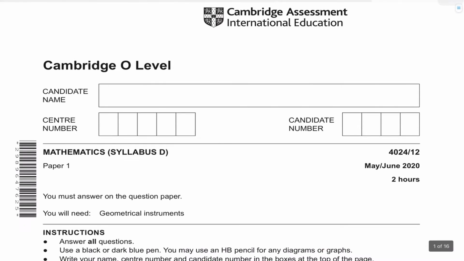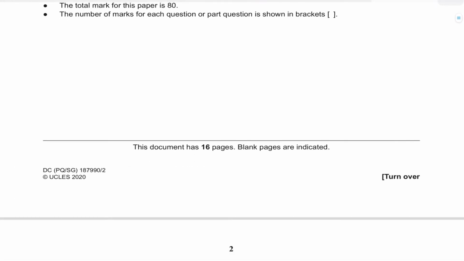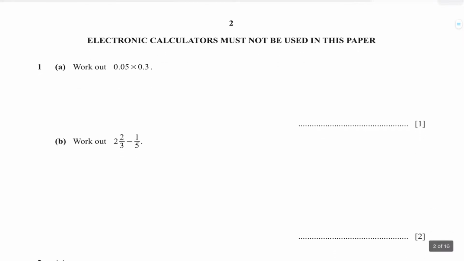Alright, so in this video we're going to be solving the May-June 2020 paper 1 of math. This is a paper that didn't take place because of COVID-19. So here we are, and let's get straight to it.